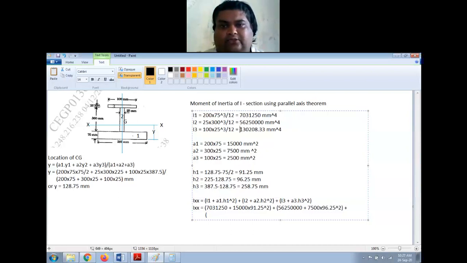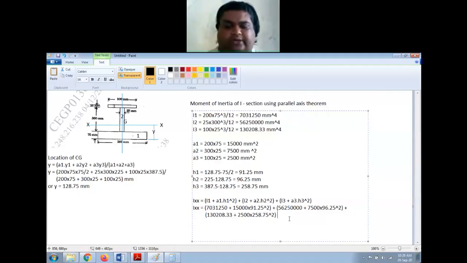Okay. And now the last one is I3 plus A3, which is 2500 into H3, which is 258.75 square. Okay, so now I have substituted all the values. Please have a habit of writing the unit whenever you substitute the numbers in the equation. See here, when I am just representing I1, A1, H1, I cannot write a unit, but here definitely you should write the unit. So this will be mm raised to 4.